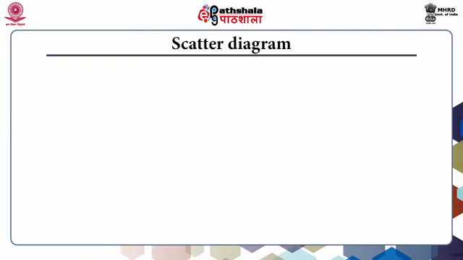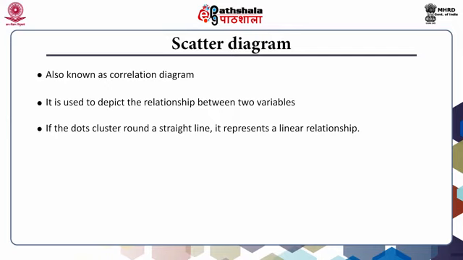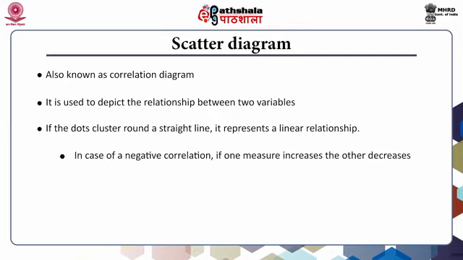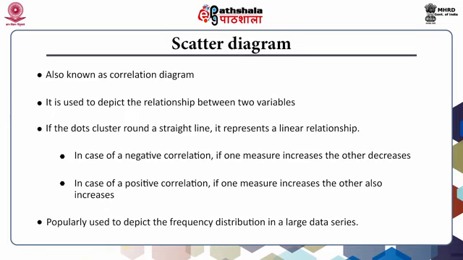Scatter diagram, also known as correlation diagram, is used to depict the relationship between two variables. If the dots cluster around a straight line, it represents a linear relationship. In case of a negative correlation, if one measure increases, the other decreases. In case of a positive correlation, if one measure increases, the other also increases. If there is no such cluster of dots around the straight line, there is likely to be no relationship between the variables.